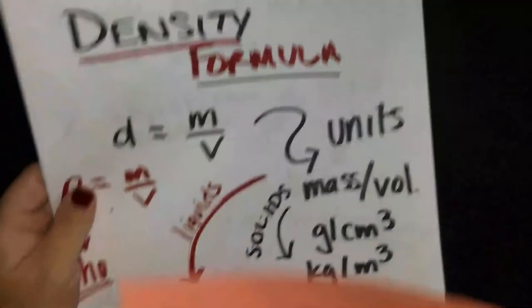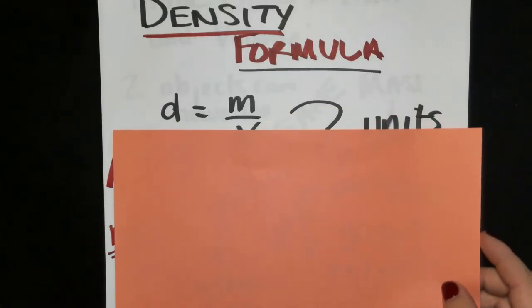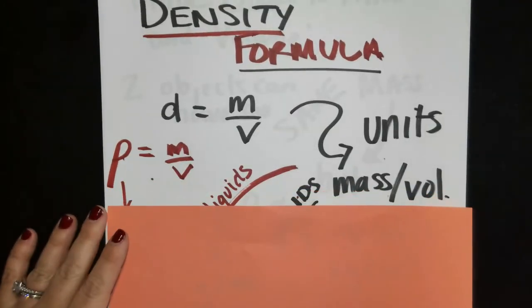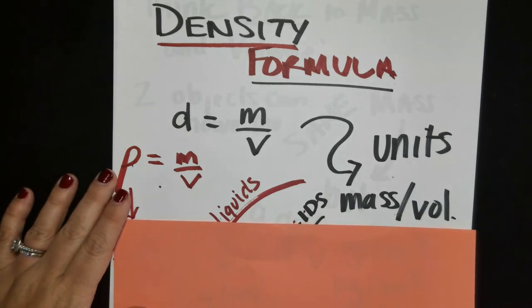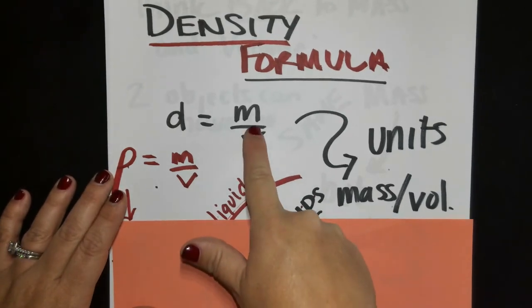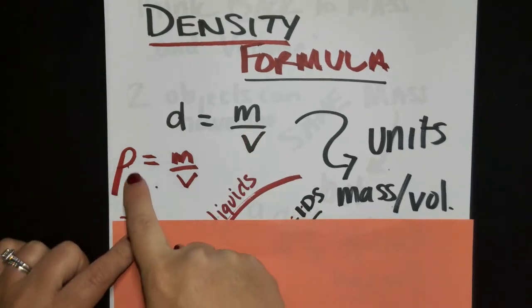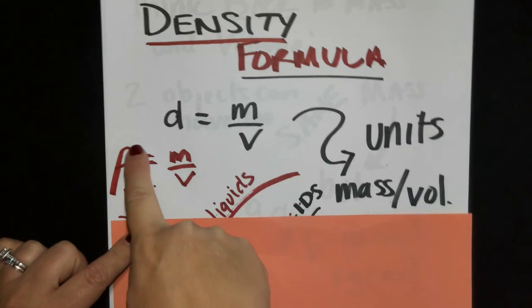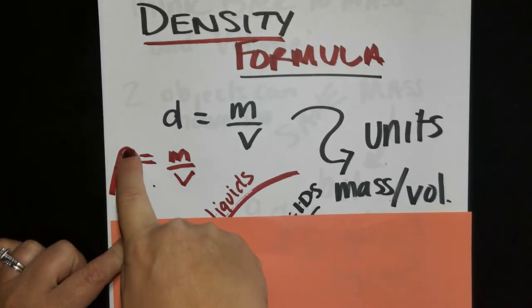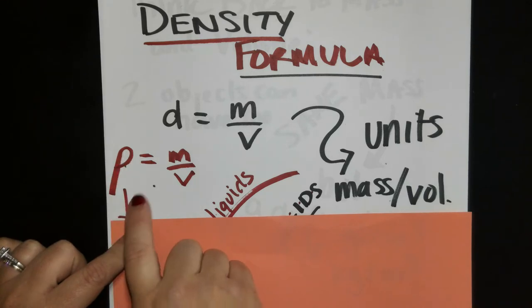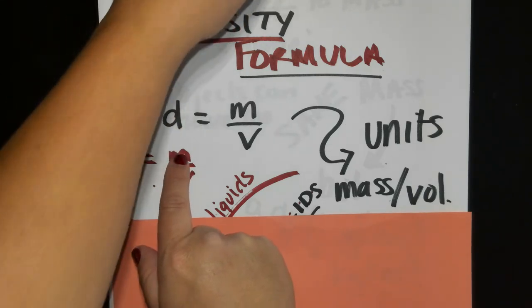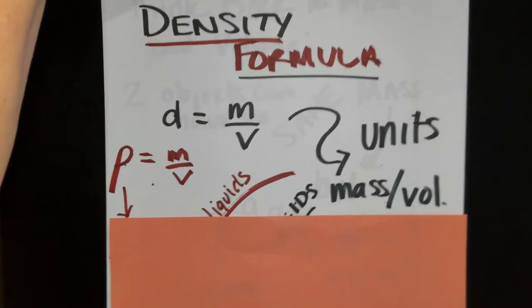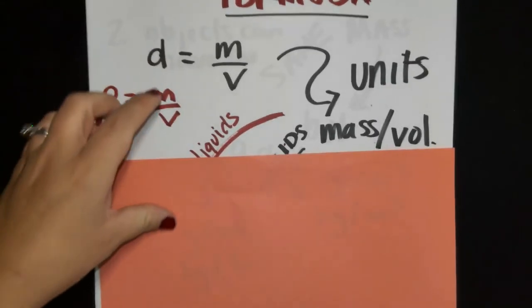Well, what is the actual formula for density? Density is equal to mass divided by volume, okay? Mass divided by volume. You can also see the Greek symbol of rho. We like to call this rho the elephant because this resembles an elephant's ear and an elephant's trunk. Mass divided by volume. Okay.